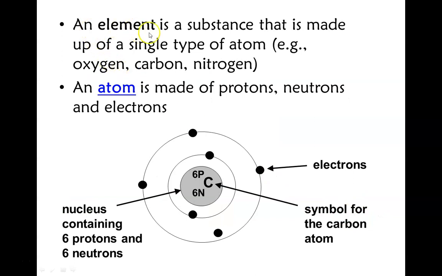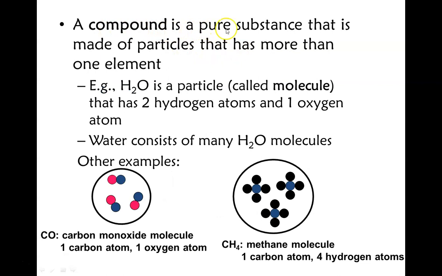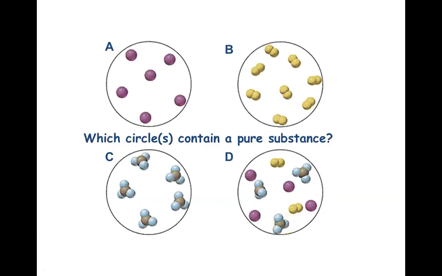So while an element is a substance that is made up of a single type of atom, compounds are also pure substances that are made up of particles that have more than one element. The key here is that it has to have more than one element. So here we have a pink element and a blue element chemically combined, and each of these particles is identical in their makeup, so it's pure. Over here we have a blue and four black elements chemically combined, and each of these particles are identical, so these compounds are pure.